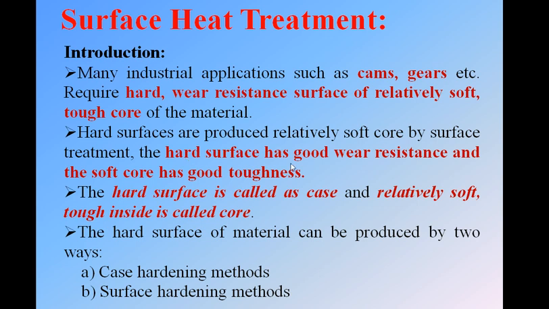The hard surface has good wear resistance and the soft core has good toughness. The hard surface is called the case and the soft tough inside is the core. What is outside is the case, what is inside is the core. Next, the hard surface of a material can be produced in two ways: the case hardening method and the surface hardening method.